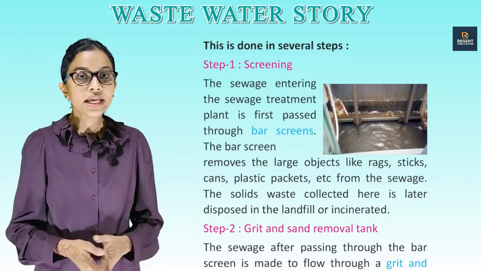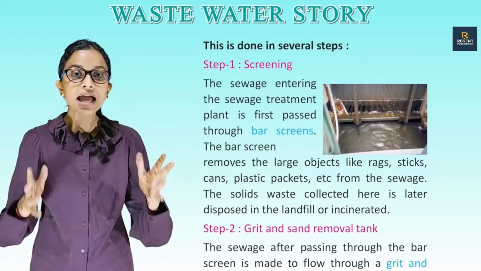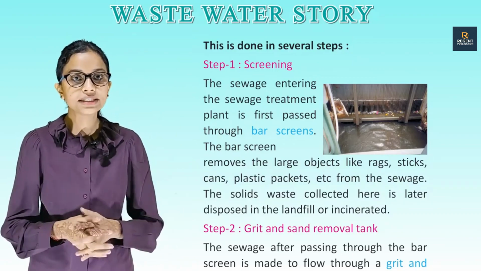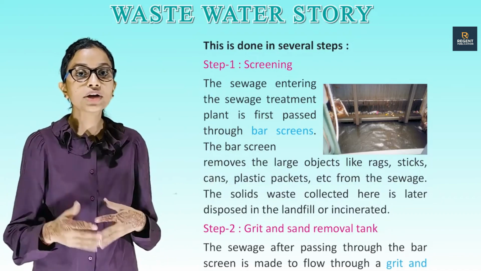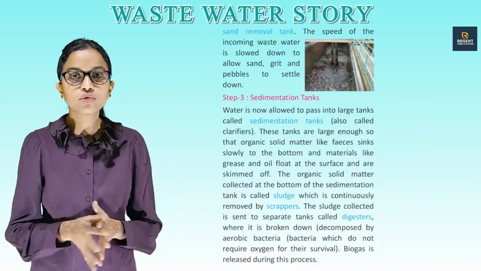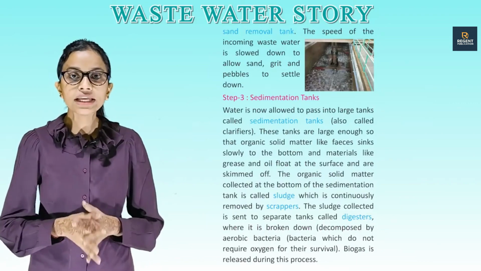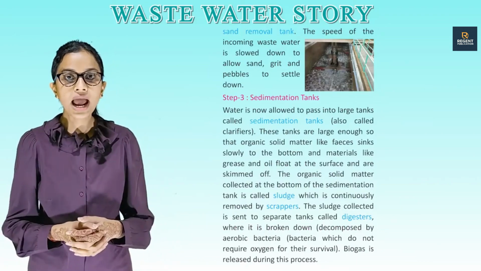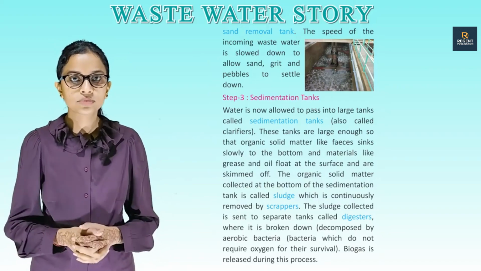Step 2. Grit and sand removal tank. The sewage after passing through the bar screen is made to flow through a grit and sand removal tank. The speed of the incoming wastewater is slowed down to allow sand, grit and pebbles to settle down.